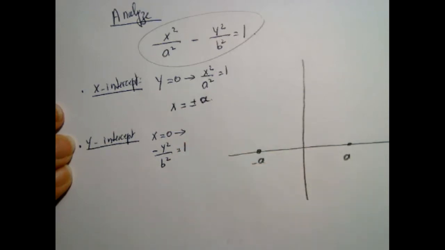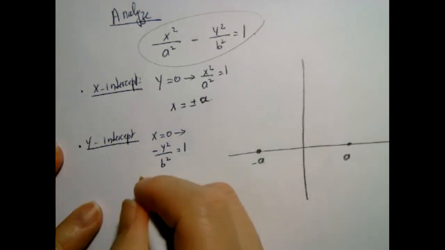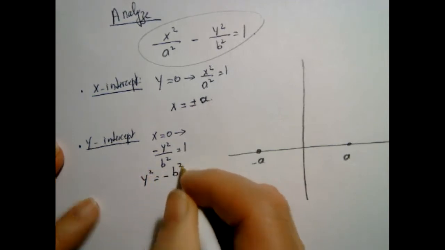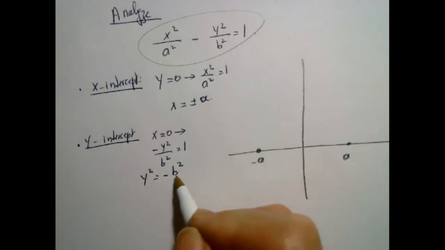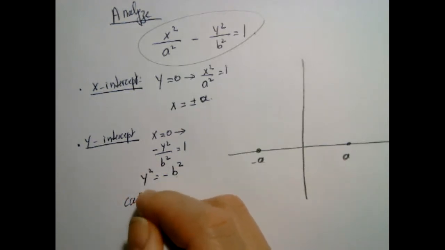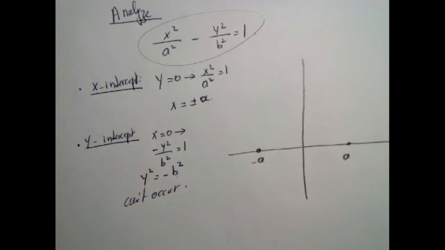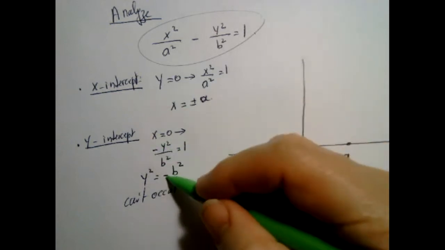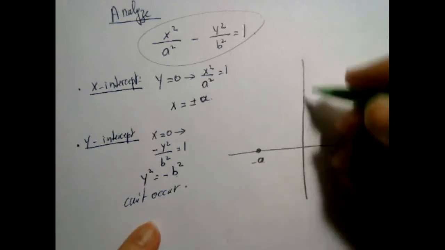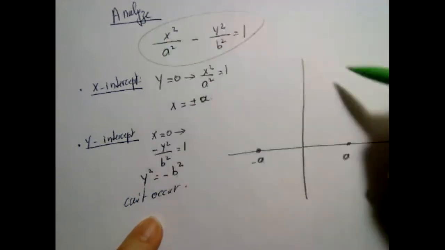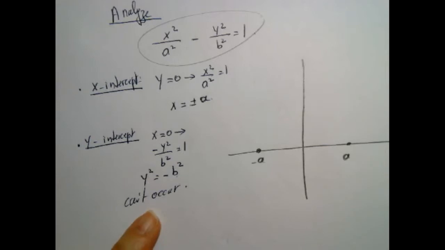Can this happen? It means y squared equals minus b squared. Is this possible? No. Absolutely not, because this is a positive number and that is a negative number. This cannot occur. This did not happen for the ellipse, because in the ellipse I had a plus here, so we have plus or minus b as the y-intercepts. Here this cannot occur. What does it mean? It means that when I sketch this equation, there is no y-intercept. It's not going to touch the y-axis, and that's very important. So things are starting to look a little bit different.